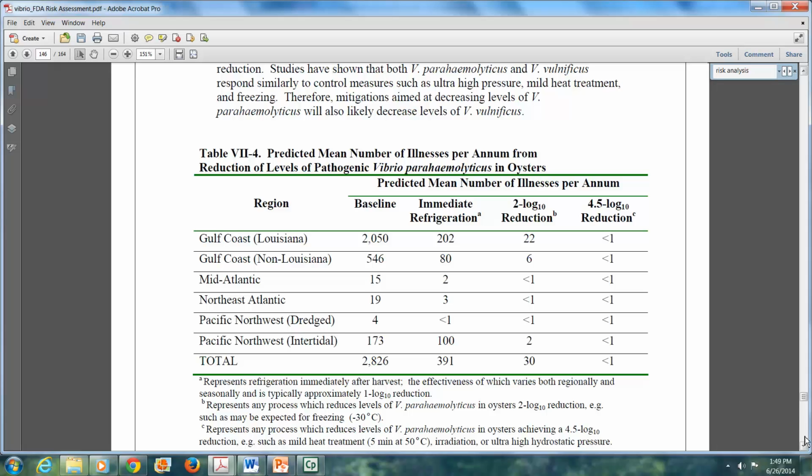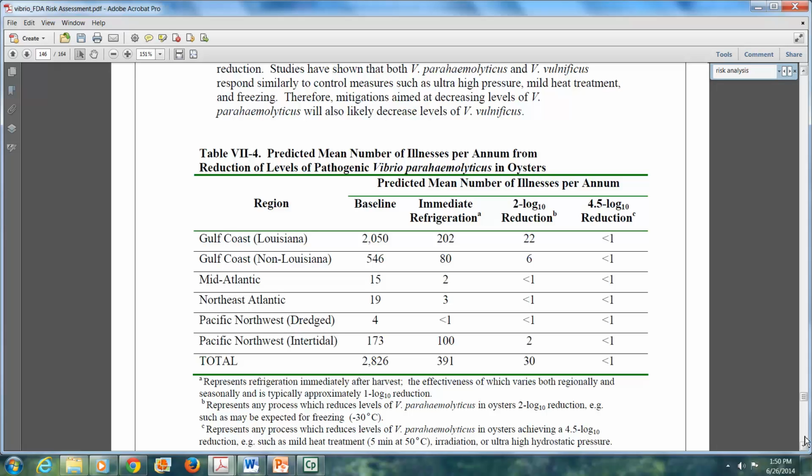If you require the oysters to be frozen, we can reduce the number of illnesses to 30. And the 4.5 log reduction refers to a cooking option. If you require oysters to be cooked, you could reduce the number of illnesses to virtually 0. So you can see here 3 specific measures. Others were considered, but this gives you an idea of how they arrayed and presented the information to decision makers.